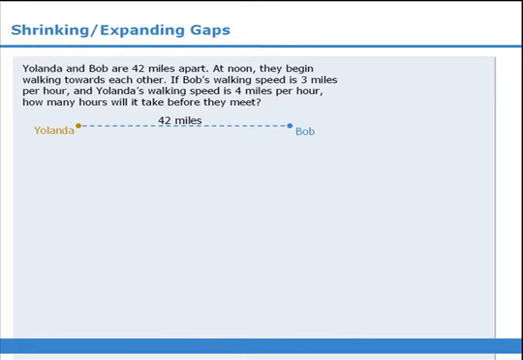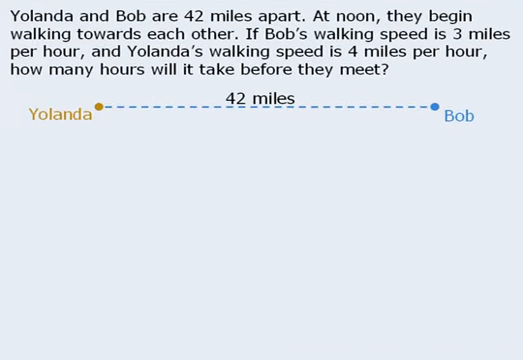In this lesson, we will examine questions where the distance between two traveling objects is either shrinking or expanding. In the example shown here, Yolanda and Bob are walking towards each other, so the gap between them is shrinking. Our goal is to determine how many hours it will take for them to meet.